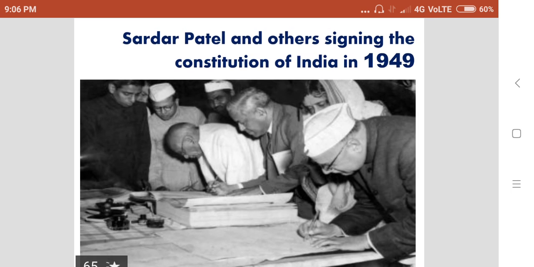So this is the picture where the leaders, including Sardar Patel and others, are signing the Constitution of India in 1949.